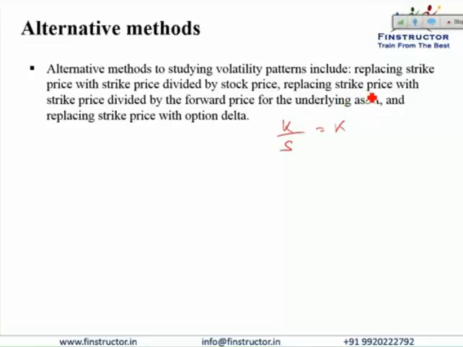Replacing the strike price with the strike price divided by the forward price, or replacing the strike price with the delta of the option, are all strategies that we have used to calculate the implied volatility at these strike prices, and then see how the implied volatility differs from that of an at-the-money option. You don't need to know the details of this, they're very important, but just know that there are various methods that have been used, that implied volatilities have been calculated at different strike prices to see how the implied volatilities behave.